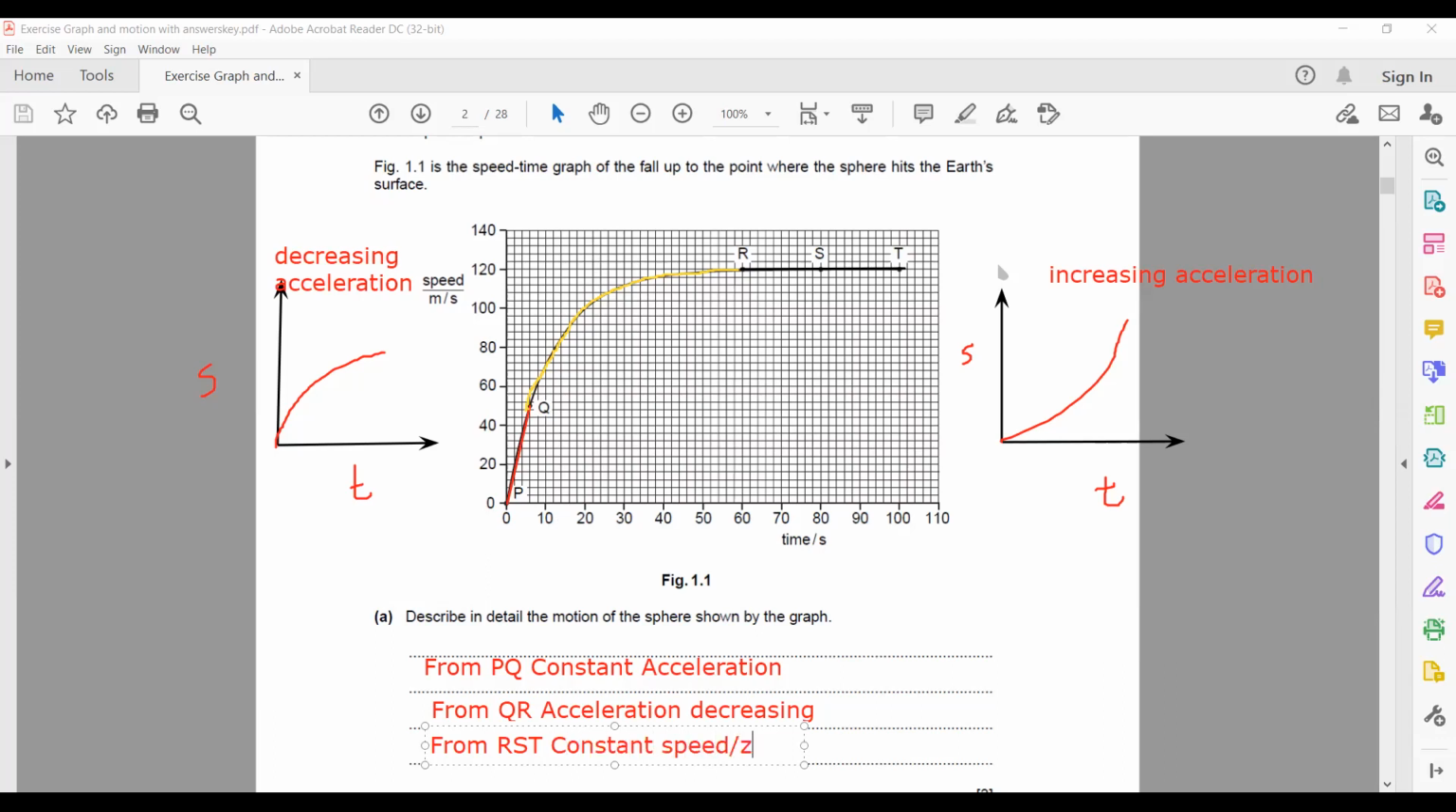Or we can say zero acceleration. Or there is no acceleration. So this is the answer for this question, that how we explain the motion of a sphere by using a speed time graph.